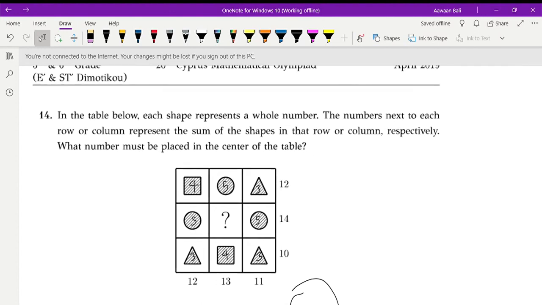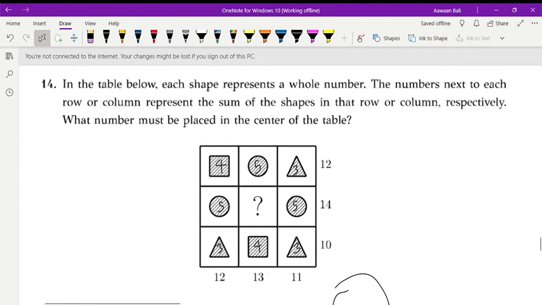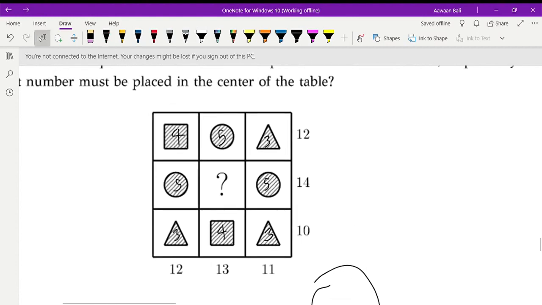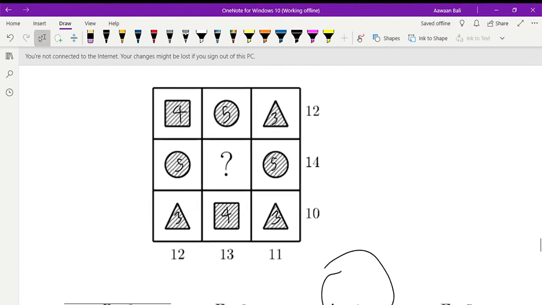Now, the next one. Question number 14. In the table below, each shape represents a whole number. The numbers next to each row or column represent the sum of the shapes in that row or column, respectively. One number must be placed in the center of the table. Now, if you look at this, there are certain ways to find the values. You can use random small values, because we know that there have to be small values: if it doesn't give us any clues, it should be kind of easy to find, and the sums are also small.